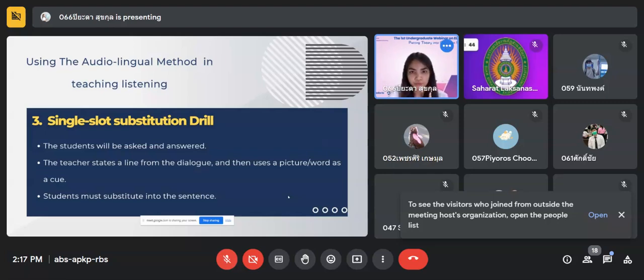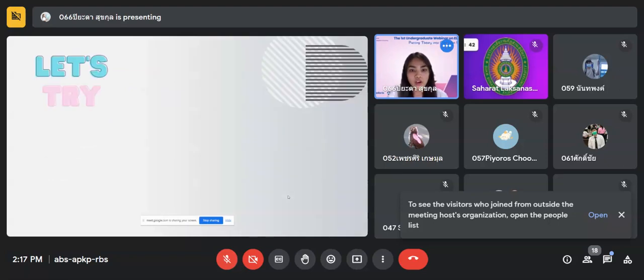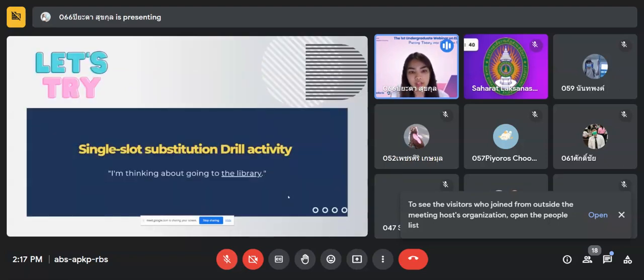Let's see the example. Well, the teacher picks a sentence from the dialogue for the students. For example, I'm thinking about going to the library. There is one part from the dialogue, right? So, I'm thinking about going to the library. The teacher repeats and repeats again.